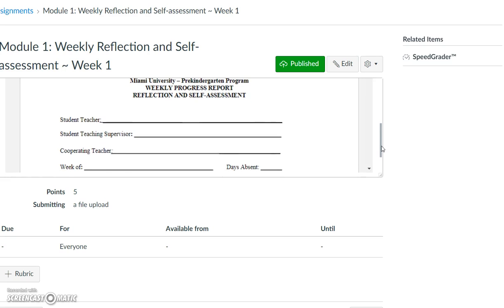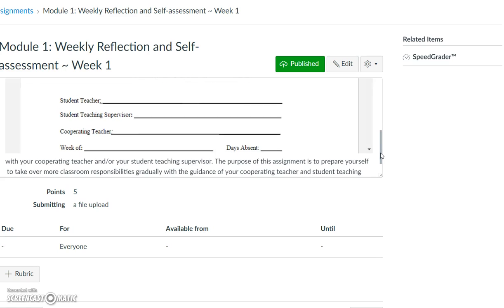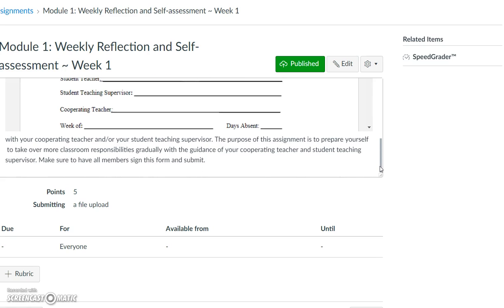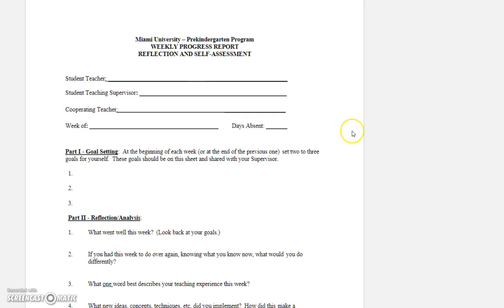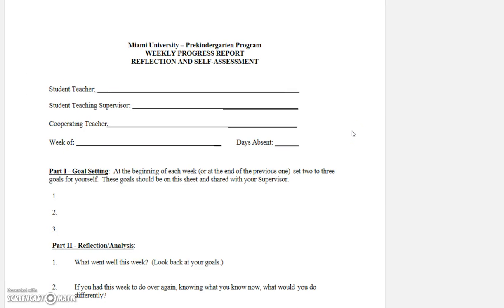In this progress report, reflection and self-assessment, you'll begin by looking at, let me enlarge this here, what are your goals? At the beginning of each of the 5 weeks, what are your goals? What are some ideas that you have that you're going to accomplish over the next few weeks? And these goals should be shared with your supervisor and ideally your cooperating teacher.